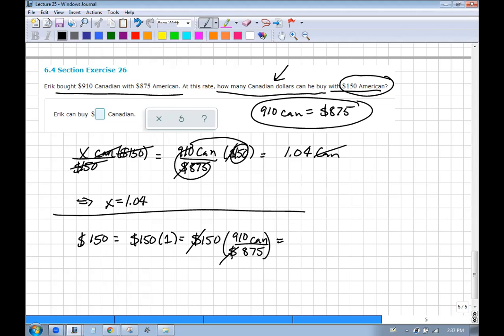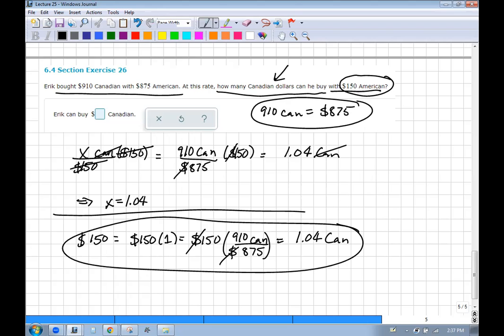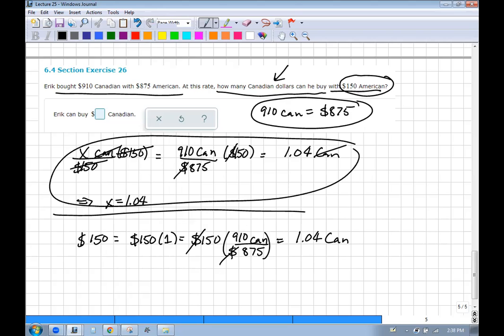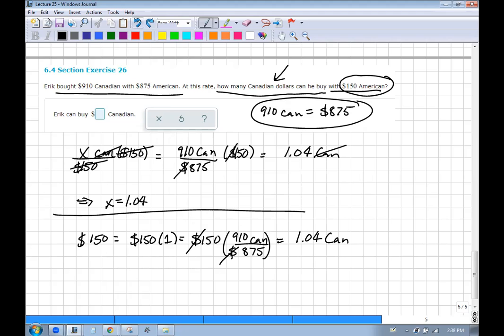150 times 910 divided by 875. I'm going to get 104. We still have units of Canadian. So this is using unit conversion, right? And this is using proportions. You could also have done it using percentages, but then you usually end up rounding incorrectly.